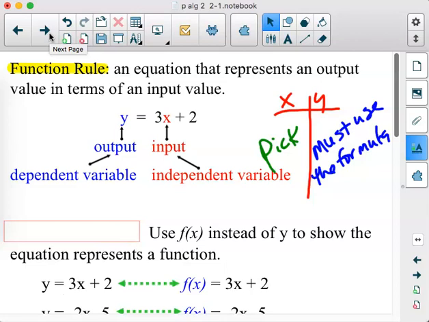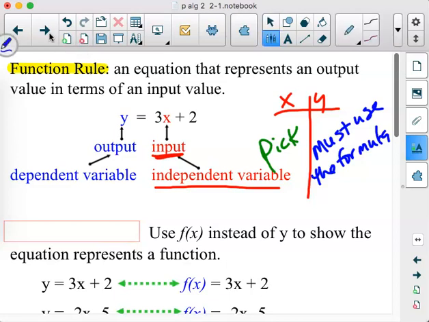The equation will give you what your y's are. So notice that the x is the input, and that's called the independent variable. You get to pick that. You get to choose. It's independent. However, we do not get to pick the output. The formula tells us what that's going to be. So that's the dependent variable. It's dependent on the formula. What did the formula say to do to your x value?